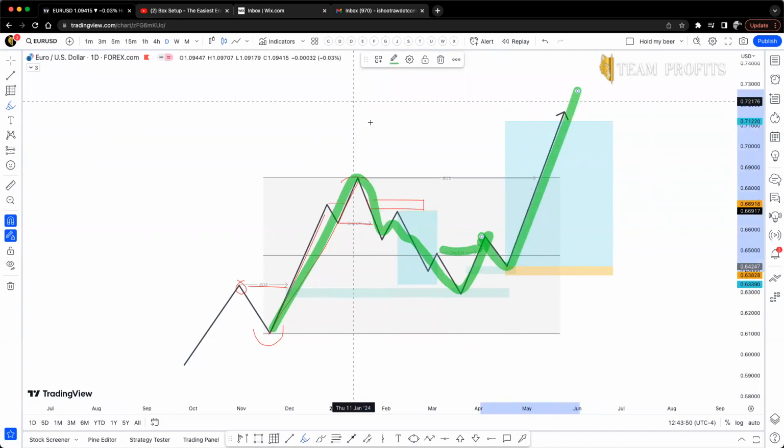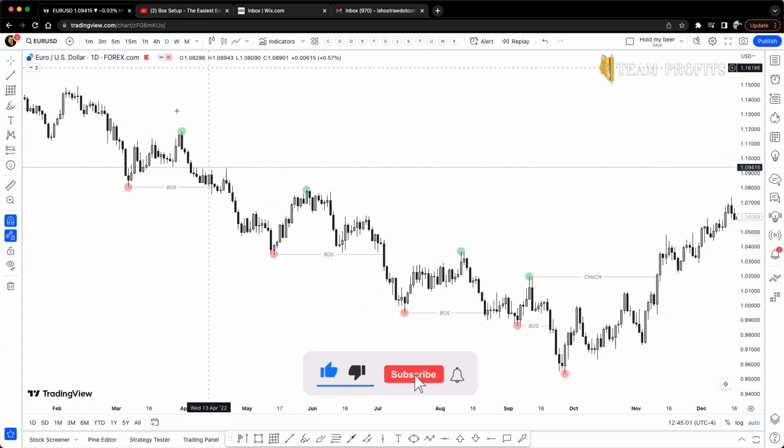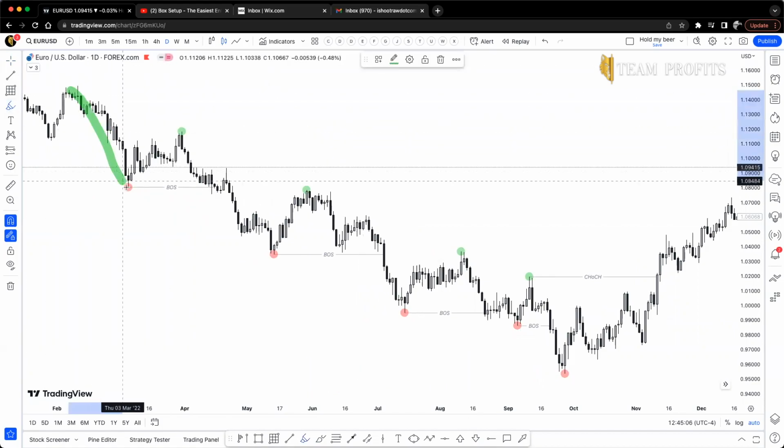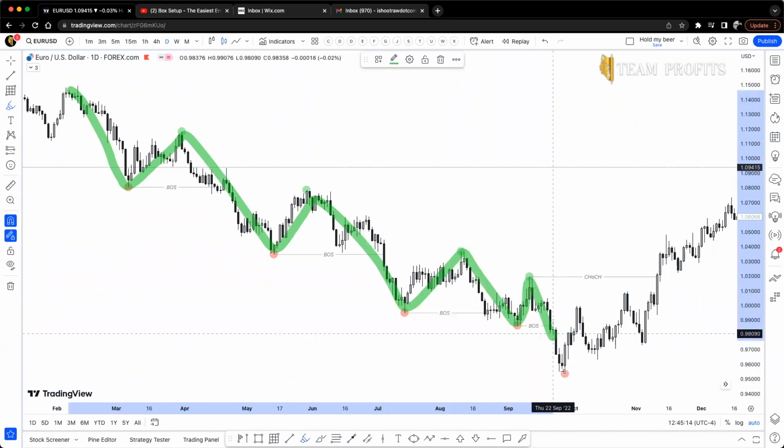Let's go on a chart, and we'll show you some examples with the candles. All right, right here on EURUSD, we can see clearly we have an impulse, correction, impulse, correction, impulse, correction, impulse, correction, impulse. That's external. I'm on a daily time frame right there.